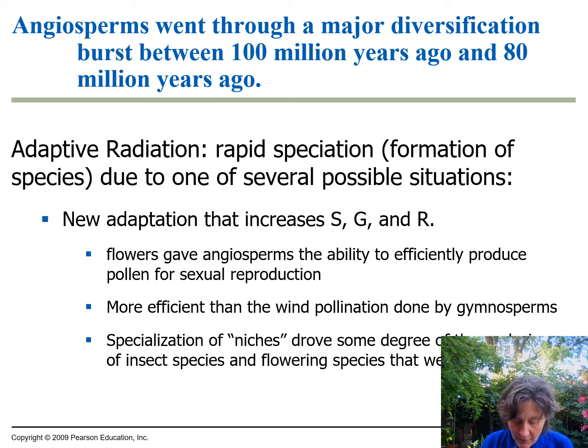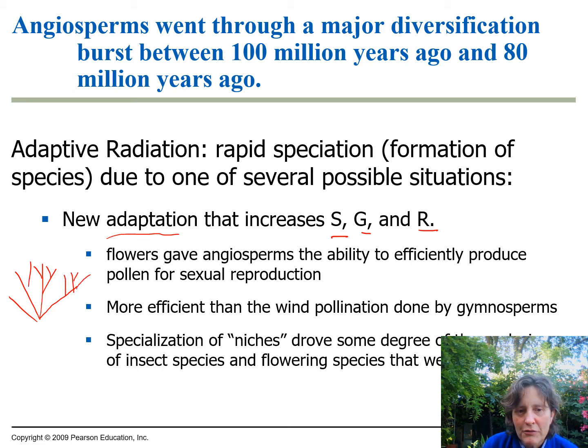And one of these, the one that's most relevant to flowering plants, is the idea that a new adaptation increases survival, growth, and reproduction. If we start out with an ancestral flowering plant here, it's one species, and it can diversify into many different species, and then these can each diversify again, so that from an original flowering plant you have many, many different species. The y-axis here would be time.